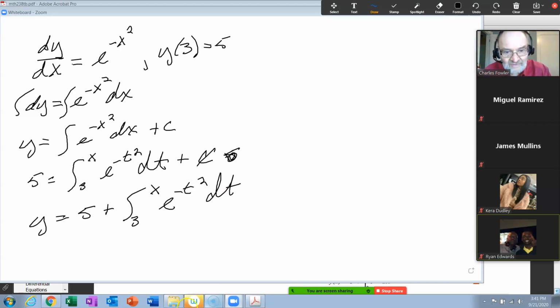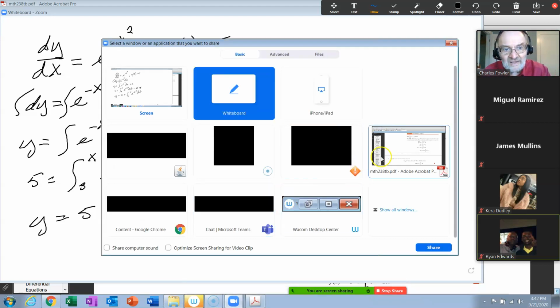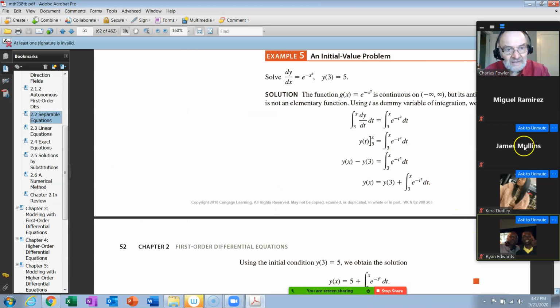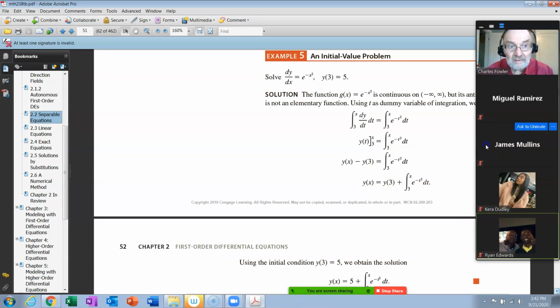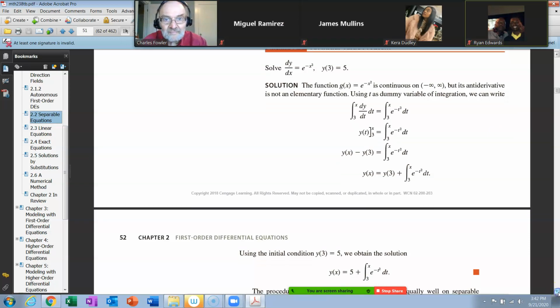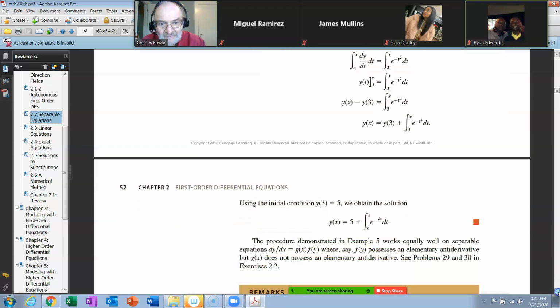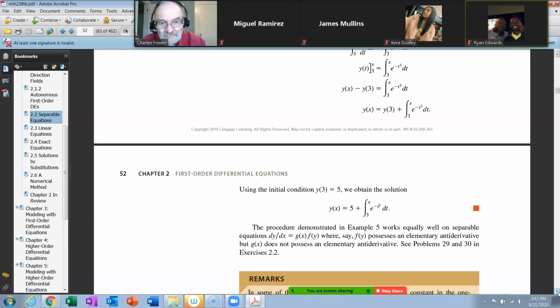And that, I think, takes us to the end of the section. So let's see. Okay, let me move James again. All of you, actually. Okay, so here's the problem. That's what we're trying to solve. Step through it just like we did. And the y of 3 is equal to 5, so that gave us y of x is equal to 5 plus that integral, 3 to x e to the minus t squared dt.